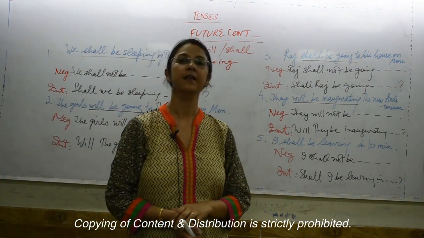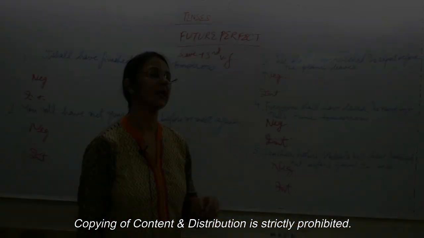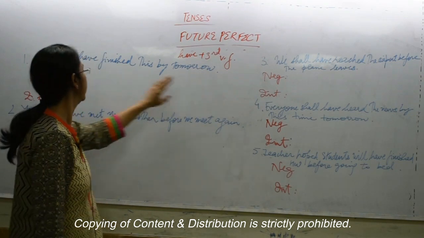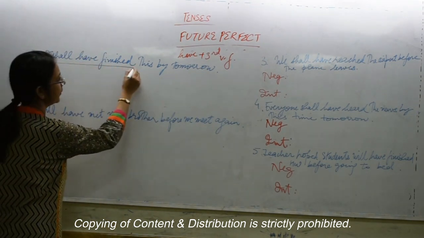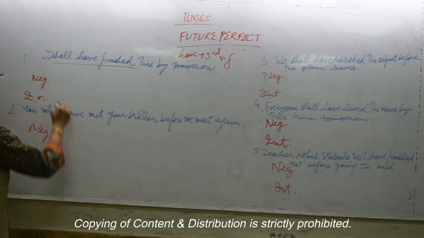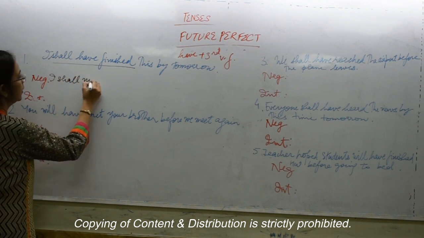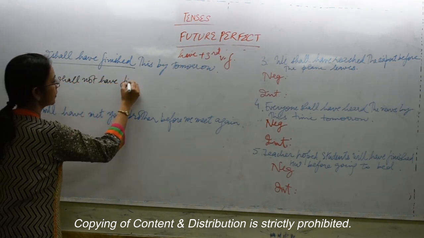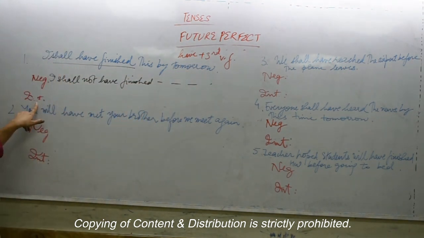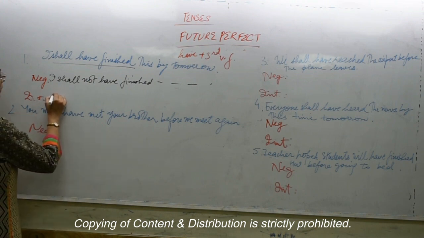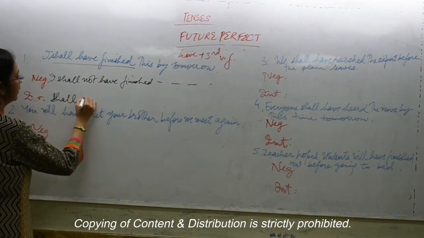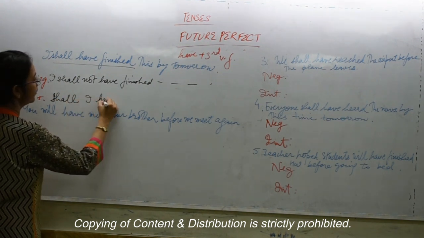Now, future perfect. In the future perfect, we have shall or will plus have plus the third form of the verb. Like, I shall have finished this by tomorrow. Negative would be: I shall not have finished this by tomorrow. Interrogative: shall I have finished?